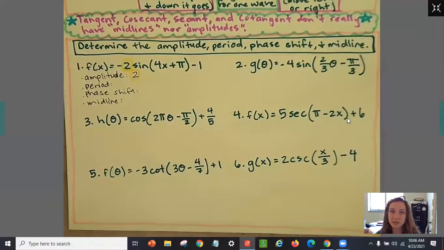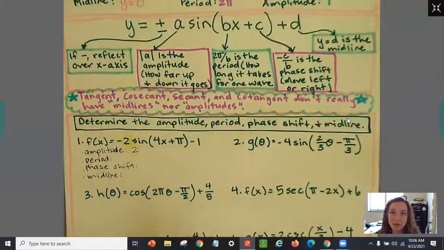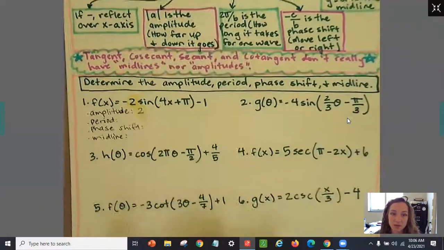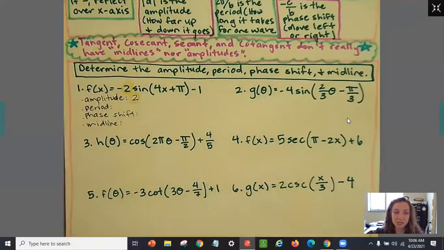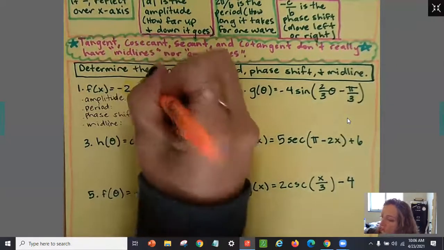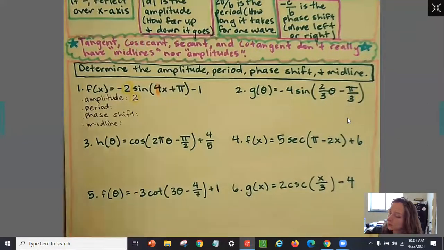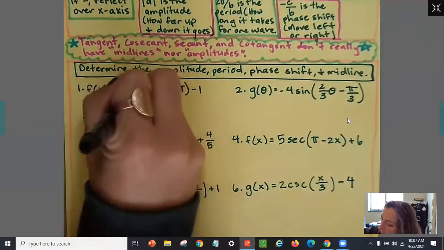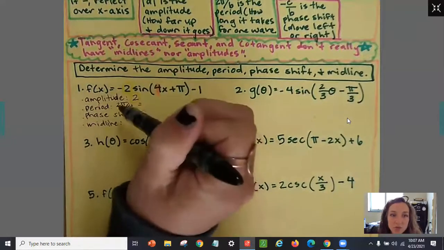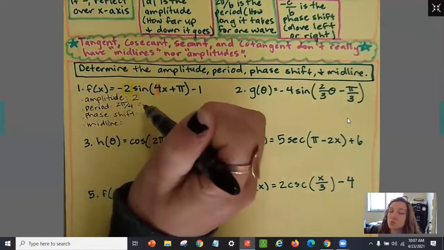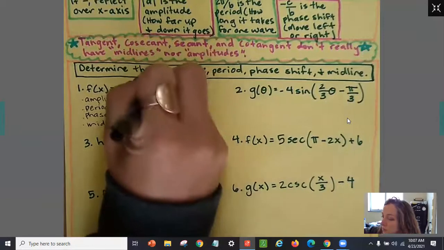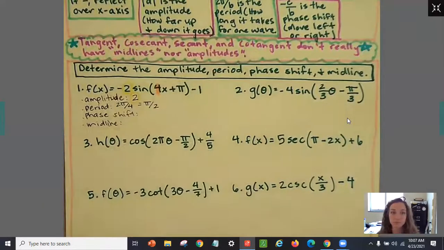All right, the period. The period is going to be 2 pi over b, and b is the number that is in front of x. So the number in front of x here is 4. So we're going to make the period 2 pi over 4. And we're just going to reduce this. So 2 over 4 is equal to 1/2. So this is 1 pi over 2, which reduces to pi over 2.